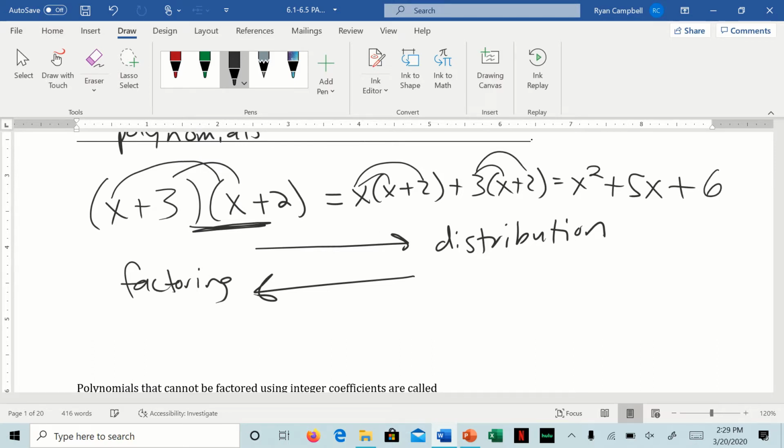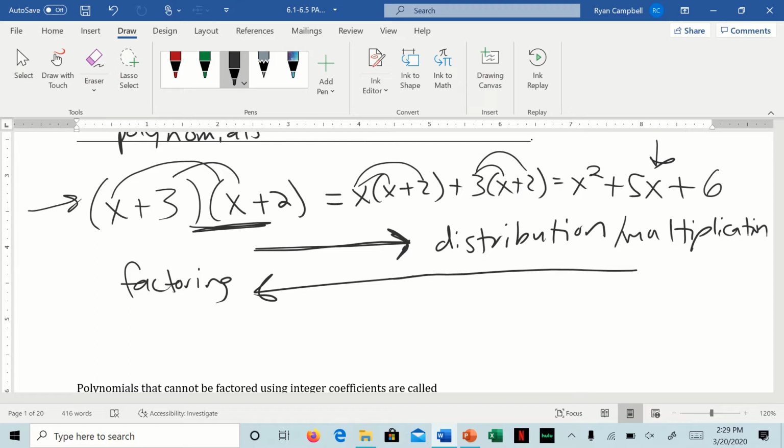All right, so again, if we're going in this direction, this is distribution or also multiplication, however you want to think about it. But going in the opposite direction, if we start here and we want to end as a product, then that is factoring. So hopefully this gives you a better idea of what factoring is. We're basically doing the exact opposite of what we've already done.